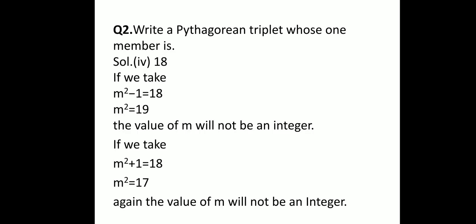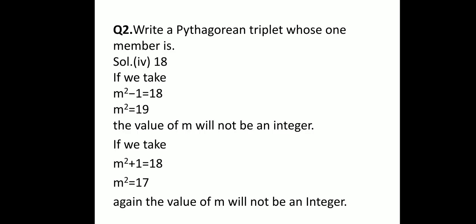All these are the three members of the Pythagorean triplet. If I equate every member to 18, the value of m should be an integer. If in any case it is not an integer, I need to put 18 to the next member. If we take m square minus 1 is equal to 18, then m square is equal to 19. After taking the square root of 19, m will not be an integer, so I will not take m square minus 1 equal to 18. I need to move to the next member, that is m square plus 1.